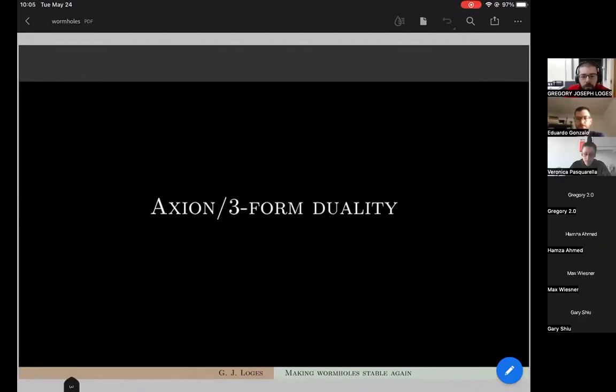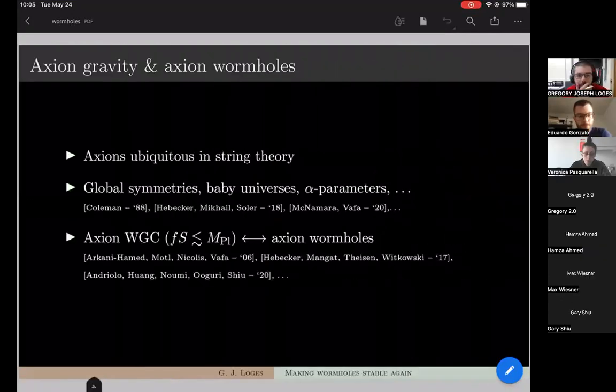Okay, so let's go to the duality. This audience probably doesn't need too much motivation. We all know that axions are ubiquitous in string theory, and the axion wormholes themselves have some interesting connections, or I guess wormholes more generally have interesting connections with arguments having to do with global symmetries, baby universes, and so on.